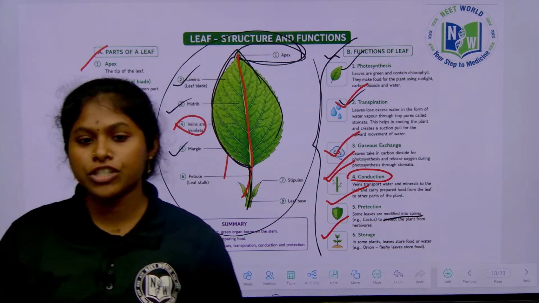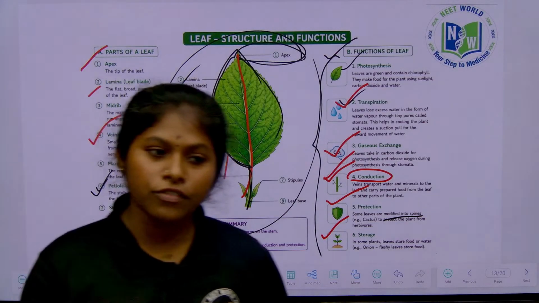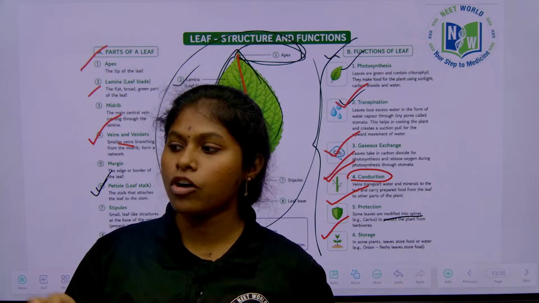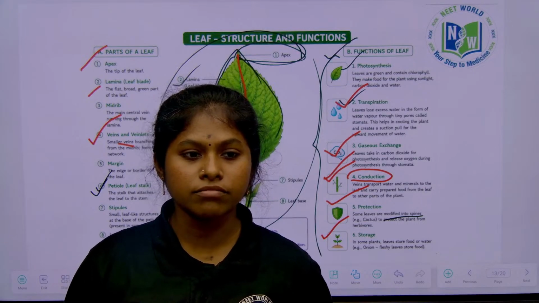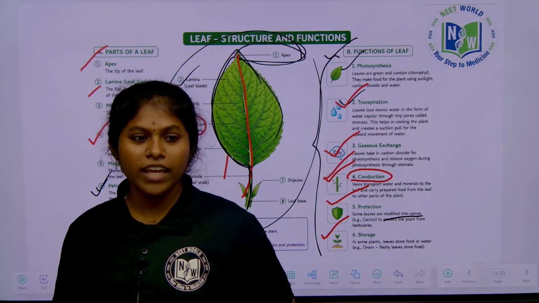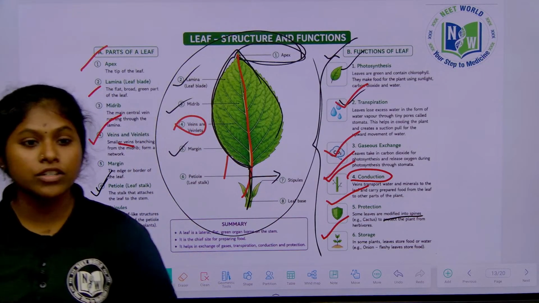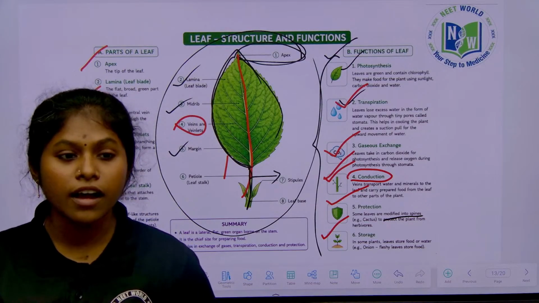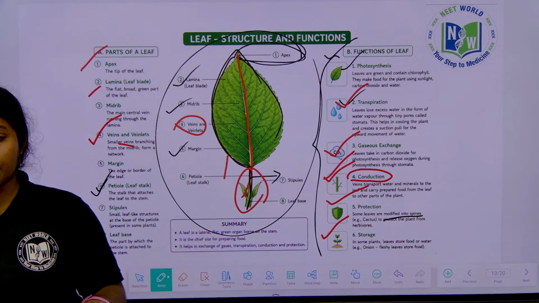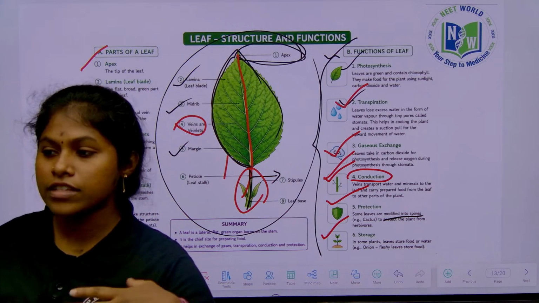The petiole has which tissue? Tell me. Is the leaf part flexible because of parenchyma, collenchyma, or sclerenchyma? See, collenchyma is for flexibility. The petiole has collenchyma tissue. The function of collenchyma tissue is flexibility. For that reason, the petiole has which tissue? Collenchyma. Collenchyma provides flexibility. That is why, even in heavy wind, the leaf does not fall off.